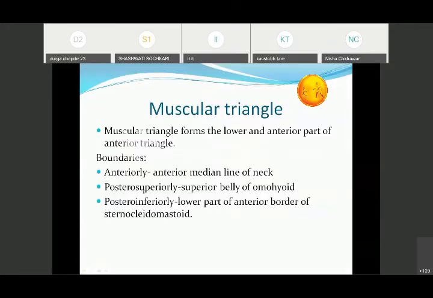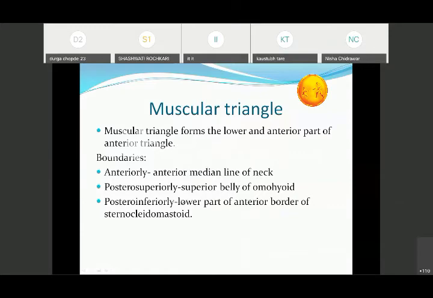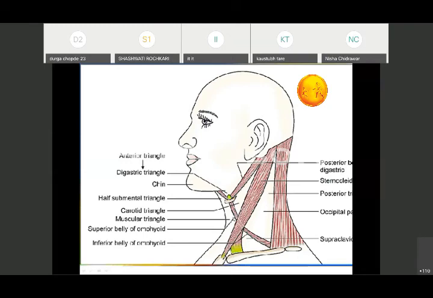Anteriorly, it is bounded by the anterior median line of the neck. Here you appreciate this is the anterior median line of the neck. Then posterior-superiorly, this part will be the superior belly of omohyoid. Then posterior-inferiorly, this part is the lower part of the anterior border of the sternocleidomastoid. So this triangle is the muscular triangle.